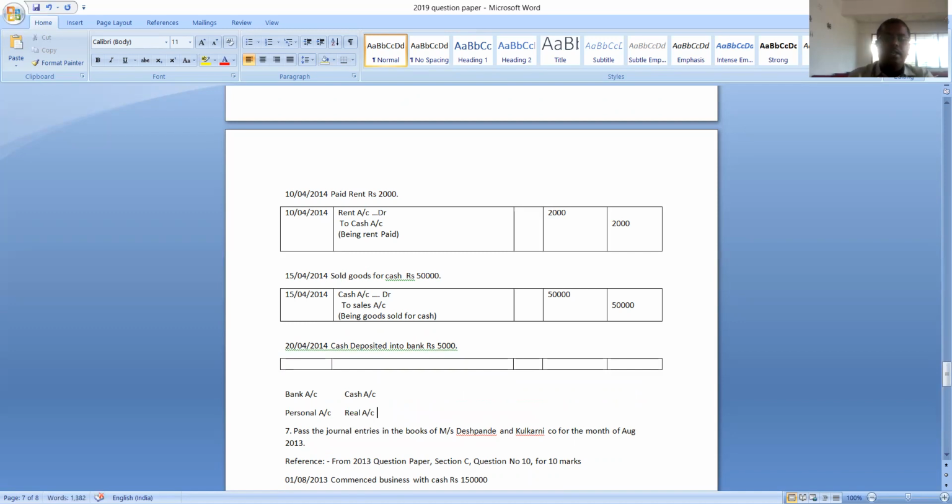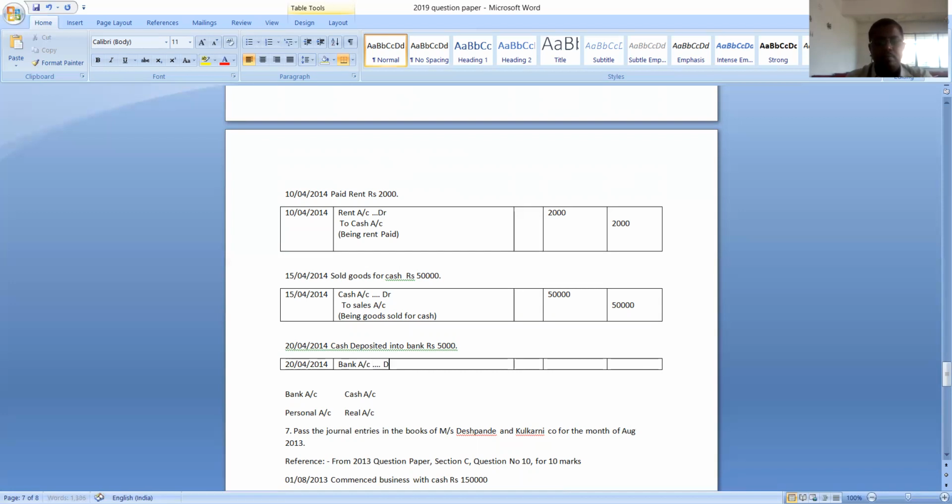Understood. Now we should decide which account should be debited and which account should be credited. See here, cash deposited into bank. It means banker is the receiver, right? What is the rule of personal account? Debit is the receiver, credit is the giver. So here, who is the receiver? Banker is the receiver. So bank account should be debited. Write down bank account debit.